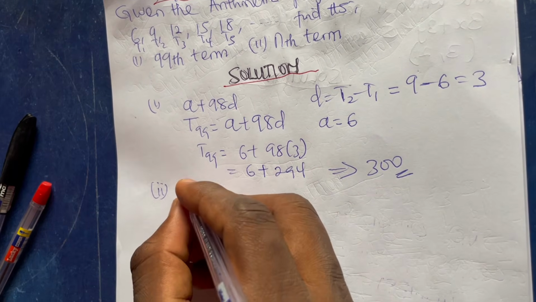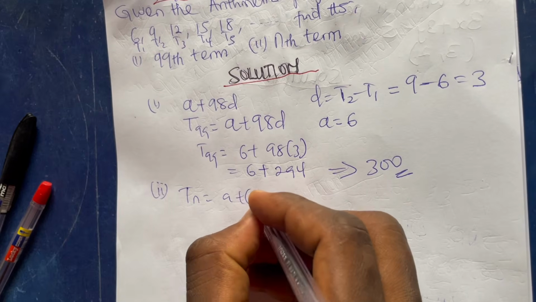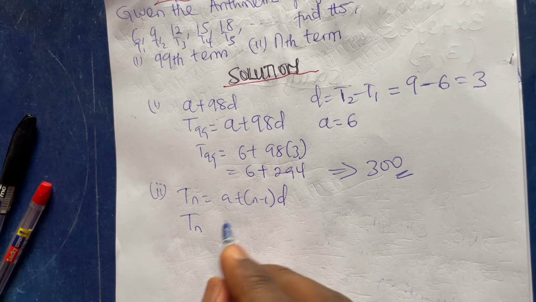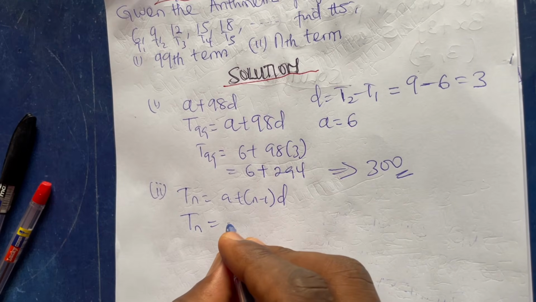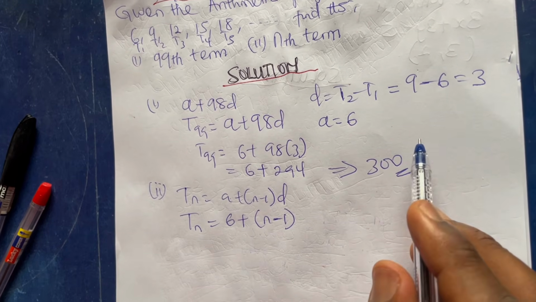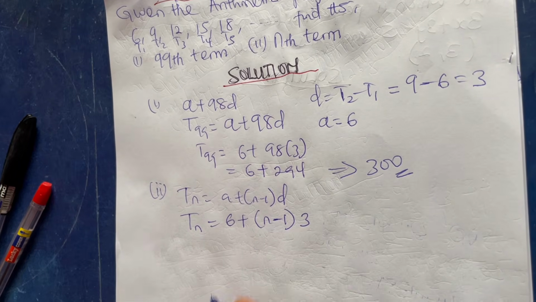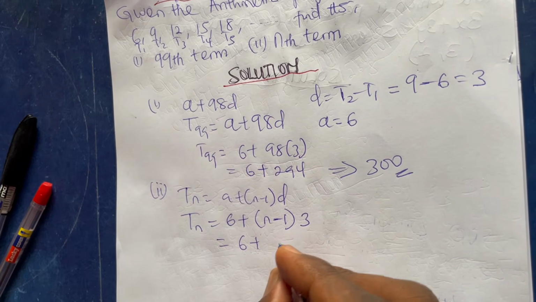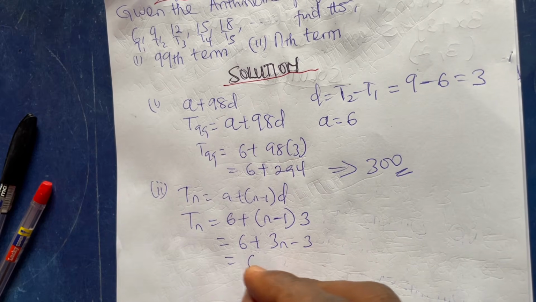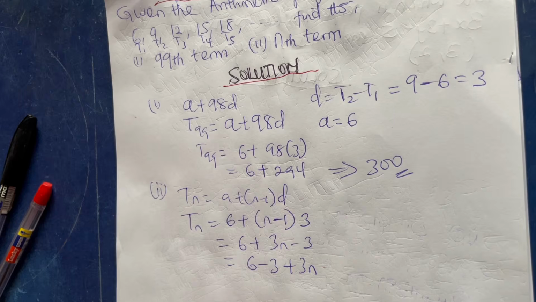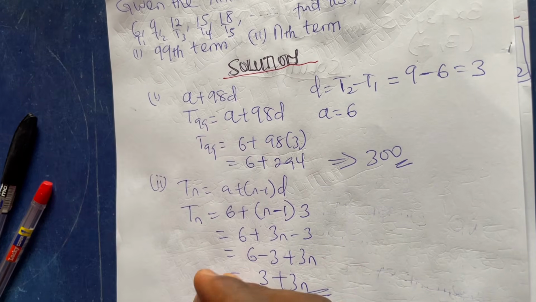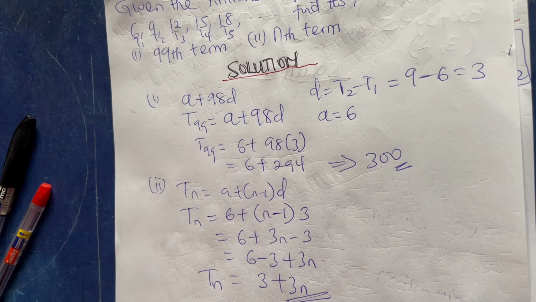And part two says that you should find the nth term. It's going to be Tn equals a plus (n minus 1)d. So you don't know what n is. Your first term is 6. 6 plus (n minus 1), and your d is 3. So you put your 3 here. That will be equals to 6 plus, if you open this bracket, 3n minus 3. By the time you solve this properly, you have it as 6 minus 3 plus 3n. And finally, you will have it as 3 plus 3n. So this is the nth term for this question number 3.